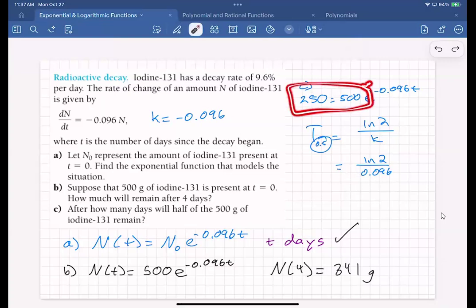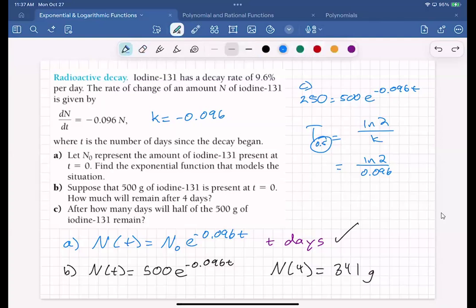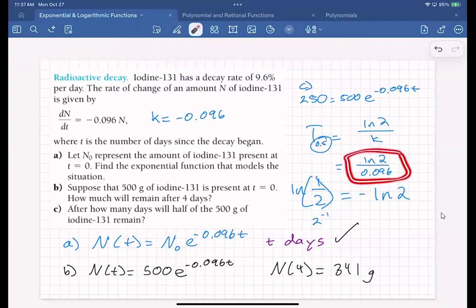What do you get when you divide both sides by 500? 250 over 500, right? So it's going to be 1/2. When you take the natural log of both sides, that'll give us negative natural log of 2, just because that represents 2 to the negative 1. If you're wondering why I said you don't need the negative here, it's because we're supposed to be looking at a half, not 2, okay? So that's why this little quick statement helps us as well.